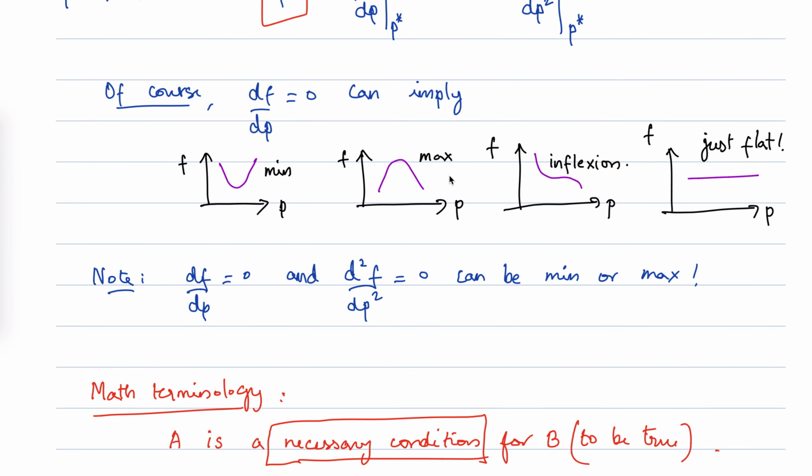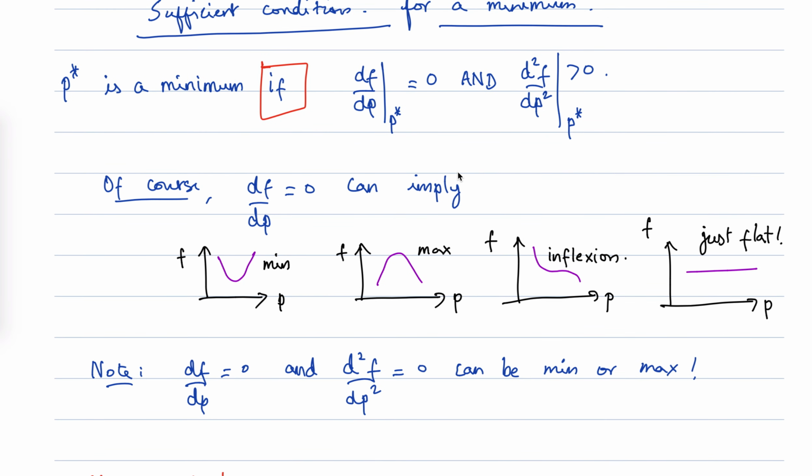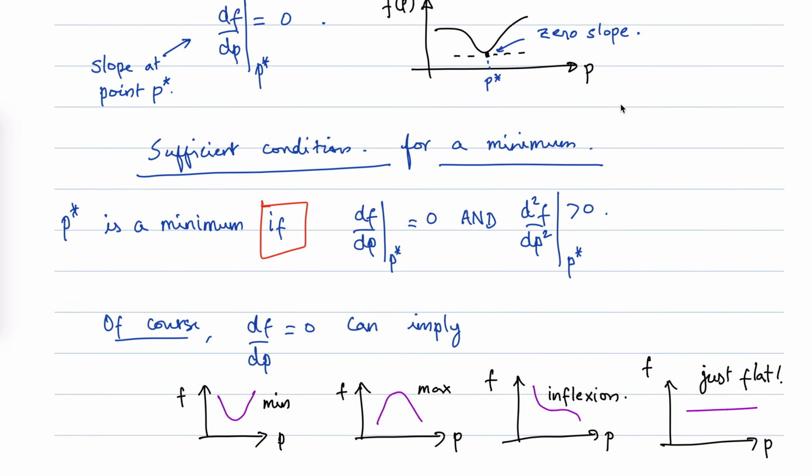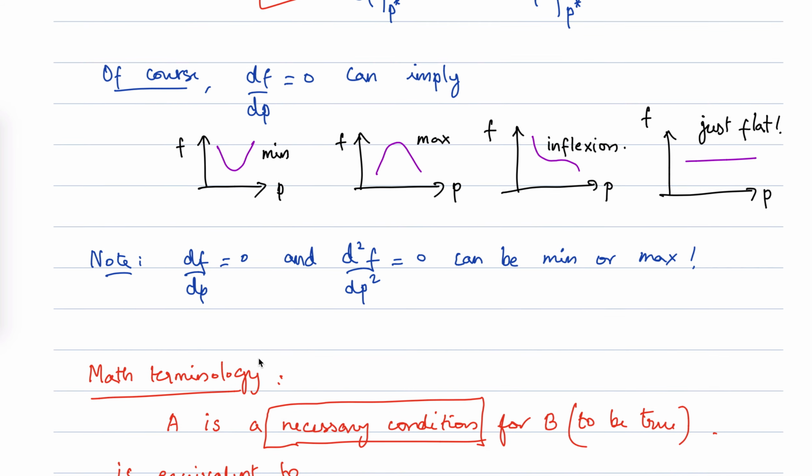Okay, so that's it for sufficient condition for optimality. What does sufficient condition mean? If these two conditions are satisfied, then P star is a minimum, right? P star is a minimum if. Necessary conditions means only if. We'll talk about that in slightly greater detail here.